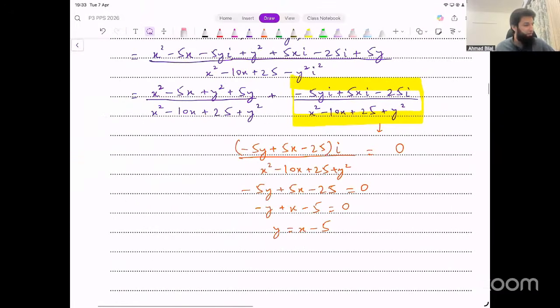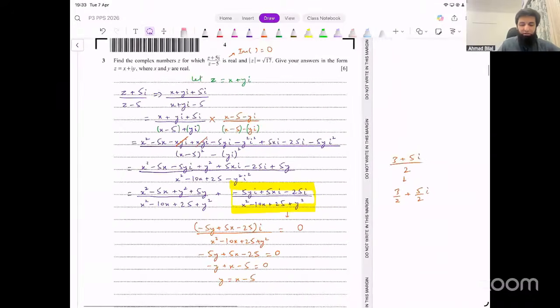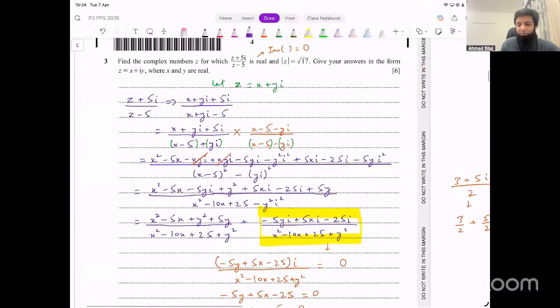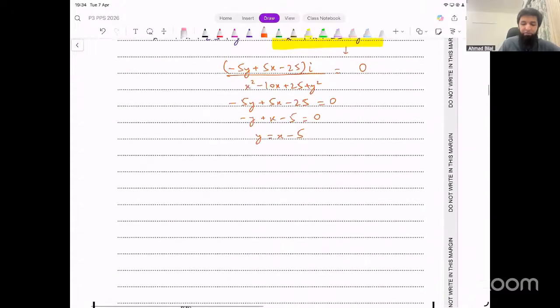So now that we have this equation, there are two unknowns, one equation. That's not enough. We need another piece of information. For that, they have given us that modulus of z is equal to square root of 17. If modulus of z is equal to square root of 17, we can get another equation from that.